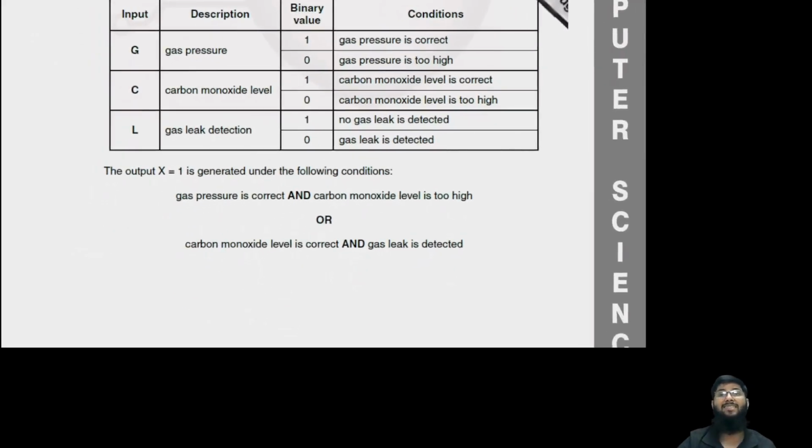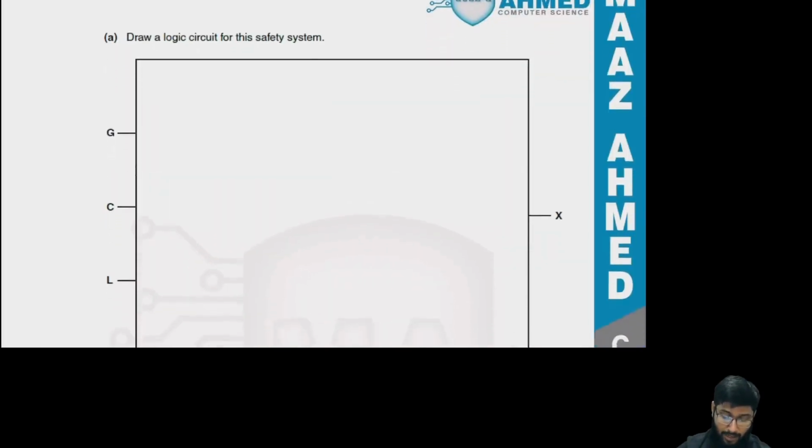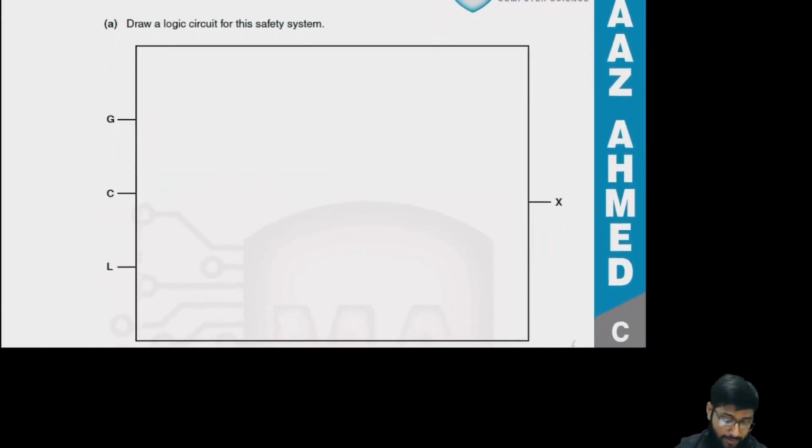Now, what is the statement that we need to follow? It says the output x equals to 1 is generated under the following conditions. Gas pressure is correct, and now this AND written in capital block letters is actually representing the AND gate. So it says gas pressure is correct and carbon monoxide is too high. So how are we going to do that? We are given the logic circuit statement where we need to draw it.